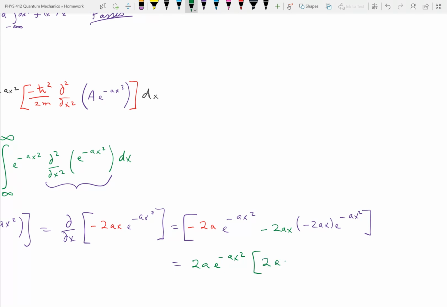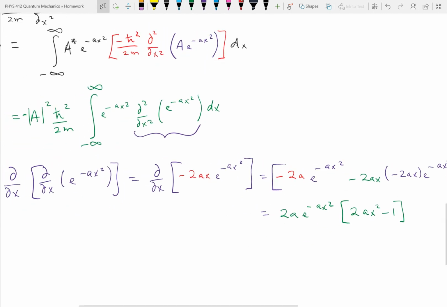Does it matter if we factor out? It doesn't matter, no. For mine, I didn't factor out the 2a e to the negative ax squared, so I just left it together. Okay, so now we can put that into our integral.